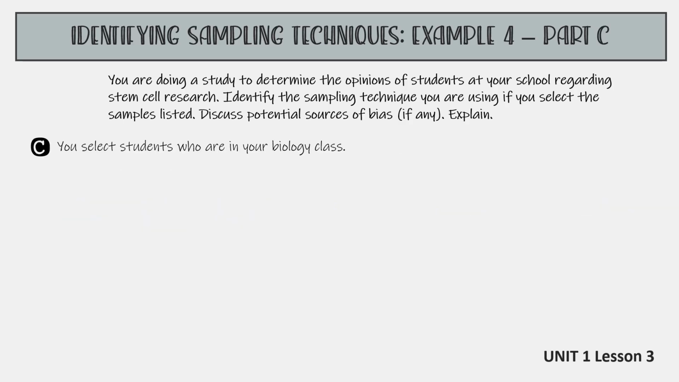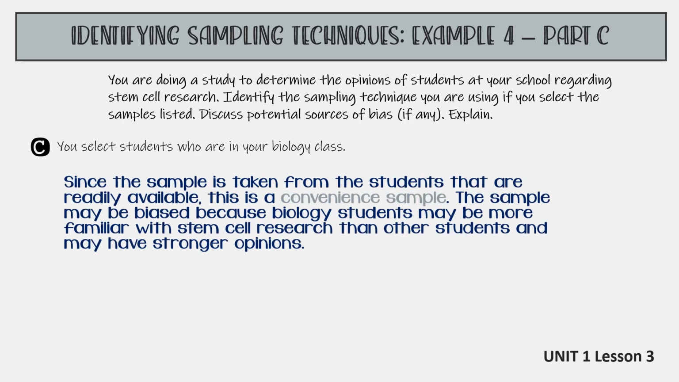Part C. You select students who are in your biology class. Now remember, we are doing a study to determine the opinions of students regarding stem cell research. And if you are just selecting students in your biology class, that's a convenience sample. And the sample may be biased because biology students may be more familiar with stem cell research than other students and may have stronger opinions.